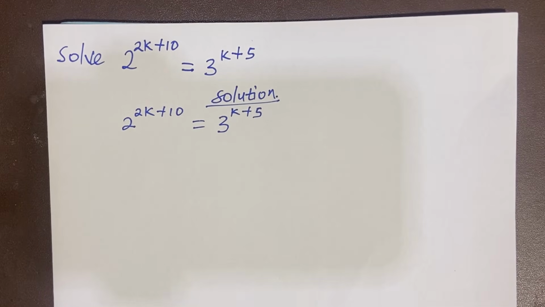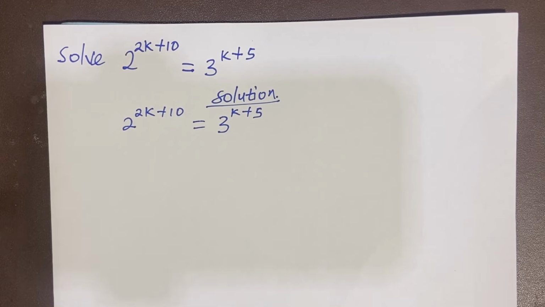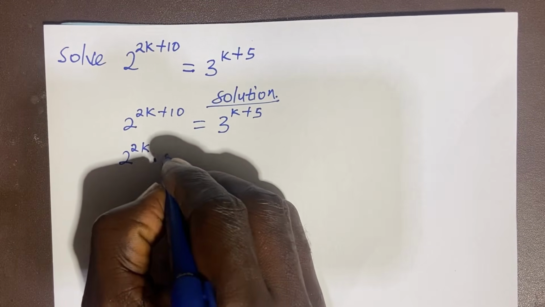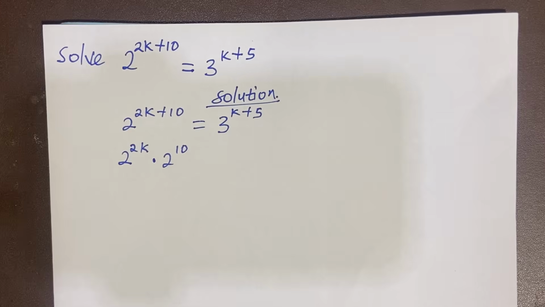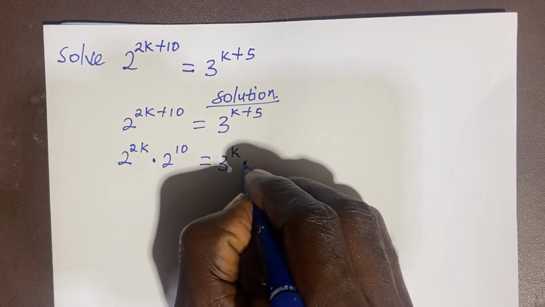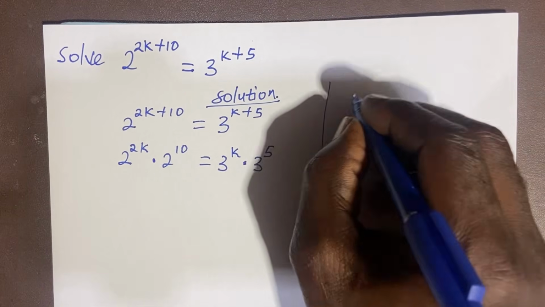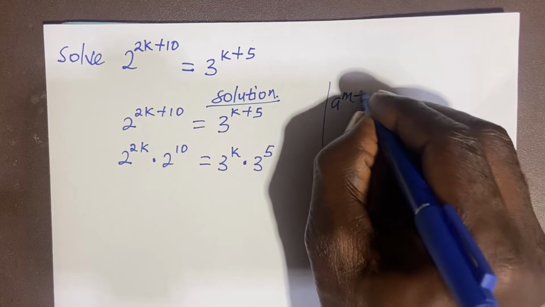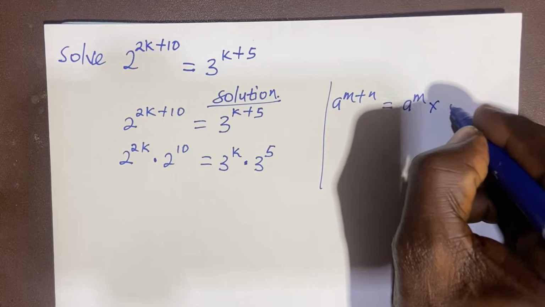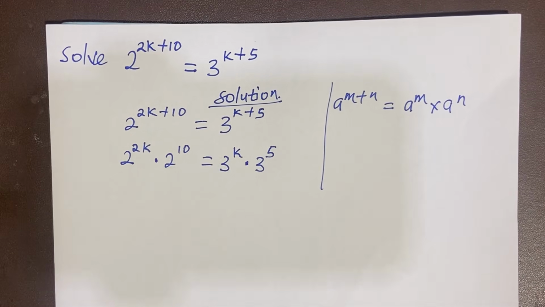So we have been given 2 to the power 2k plus 10 equals 3 to the power k plus 5. The first thing we do here is that since I have 2k plus 10 to a single base 2, we can rewrite this as 2 to the power 2k multiplied by 2 to the power 10. For the right hand side as well, 3 to the power k multiplied by 3 to the power 5. We are doing this because if you have a raised to the power m plus n, it's as a result of a raised to the power m times a raised to the power n. So from this, we are rewriting this.